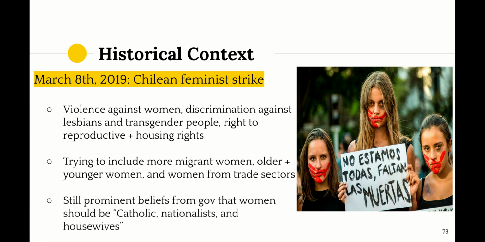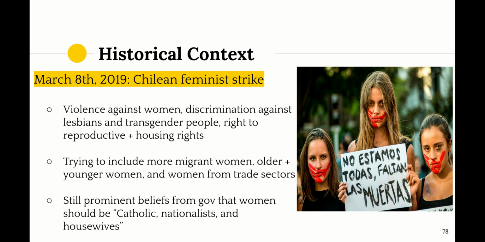However, there are still prominent beliefs among government officials, as Chile is a very conservative country, that women should be Catholic, nationalists, and housewives.